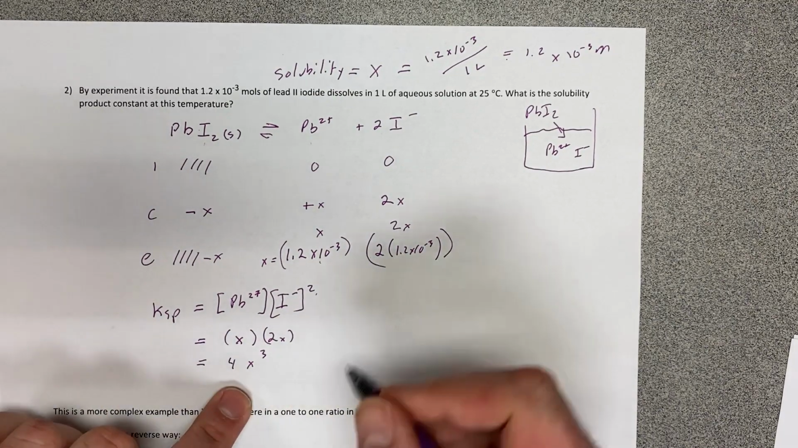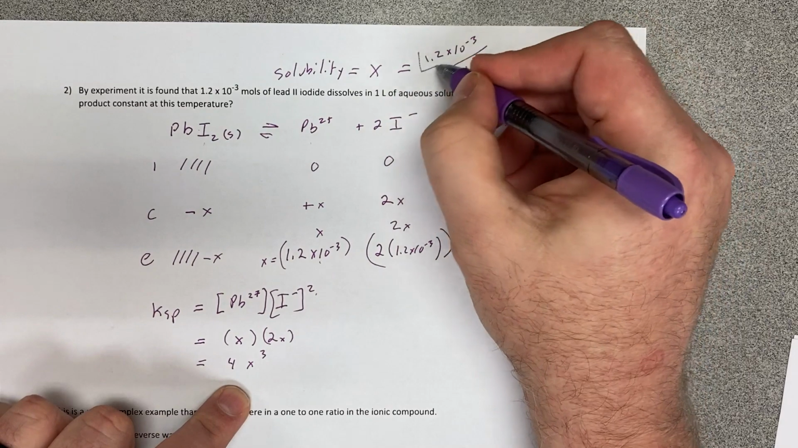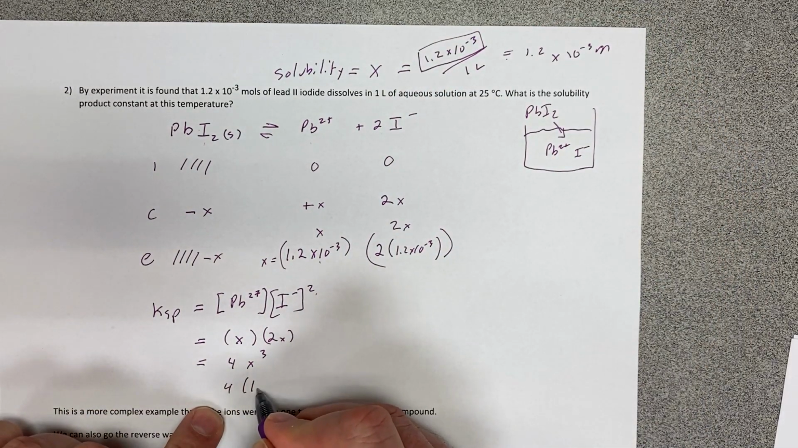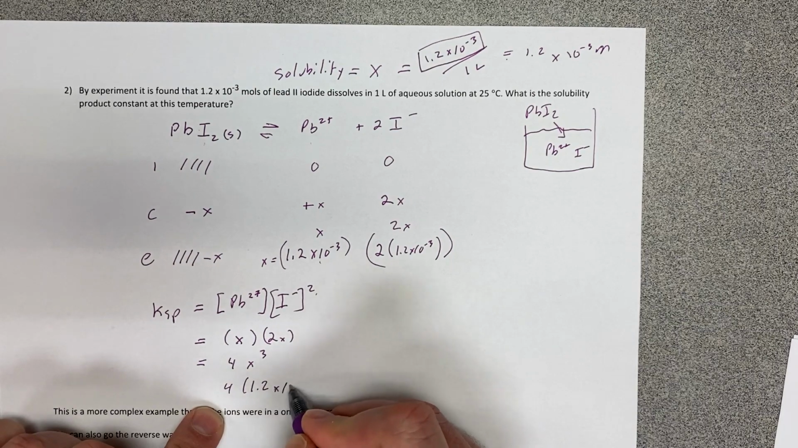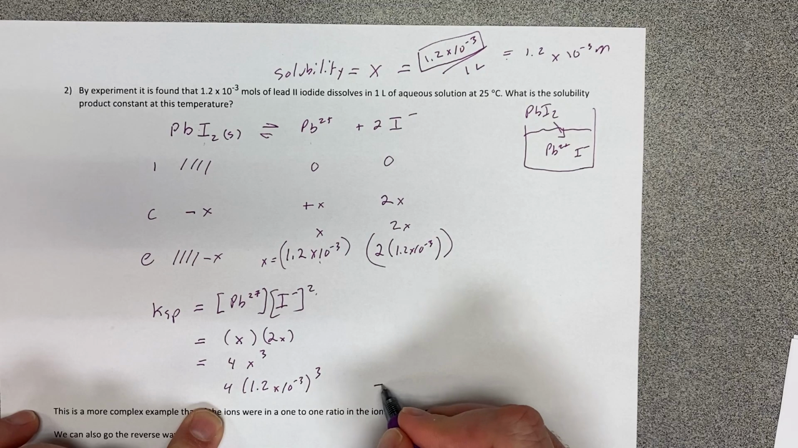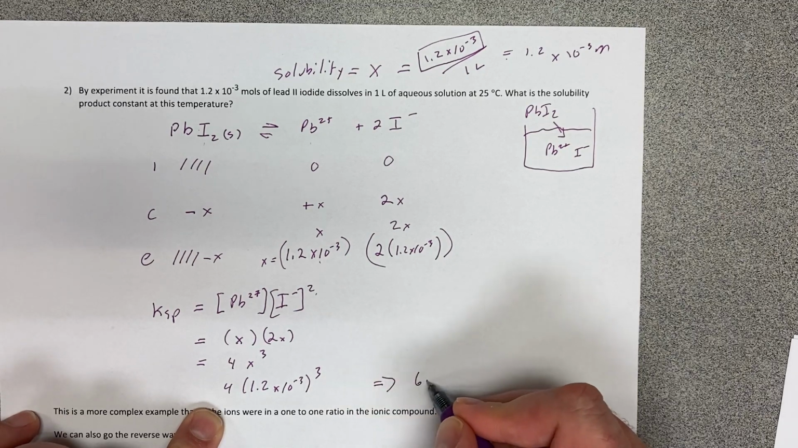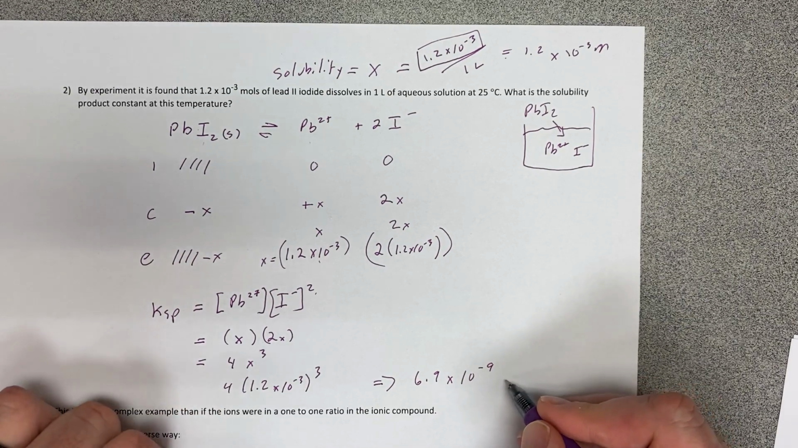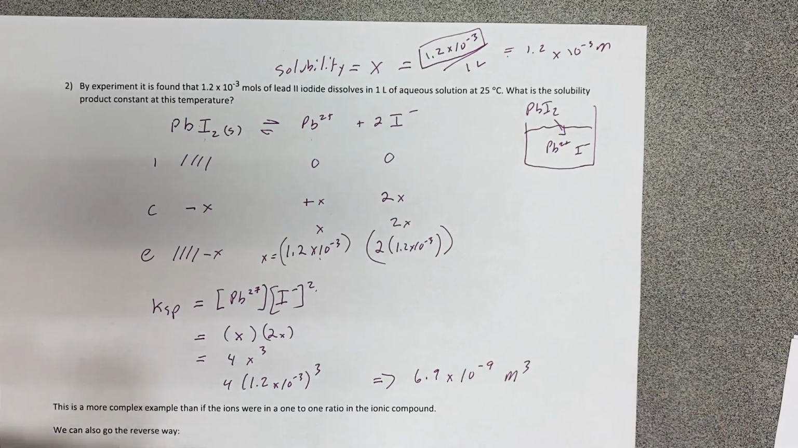And all we have to do then is take our solubility x, which is this right here, and plug it in here. So wouldn't that be 4 times 1.2 times 10 to the negative 3, all cubed? And when you do the math on that, you end up with 6.9 times 10 to the negative 9. And if I wanted to put the units in here, wouldn't it be molarity cubed?